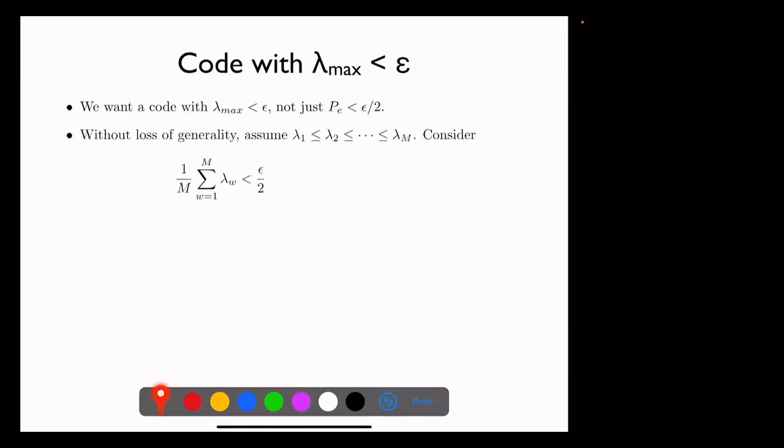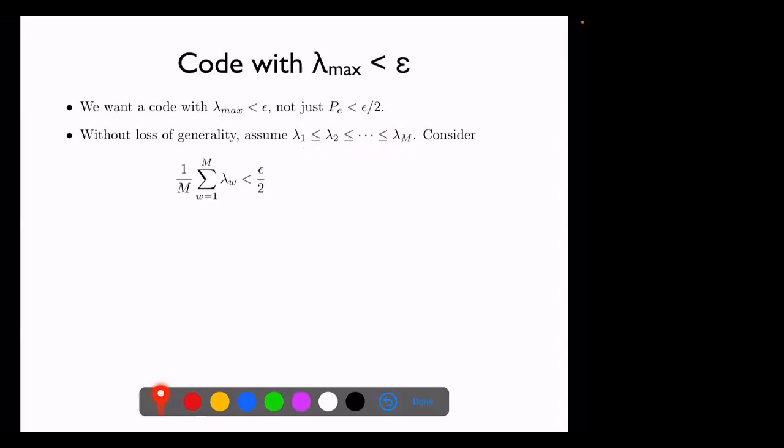All right. So what we do is that we have a codebook such that P_e, the average probability of error, is less than epsilon over 2. And so what we do is that we order the codewords according to the conditional probability of error. So without loss of generality, we assume that the first codeword is the best, and then the second codeword, and so forth. So it has a decreasing conditional probability of error.